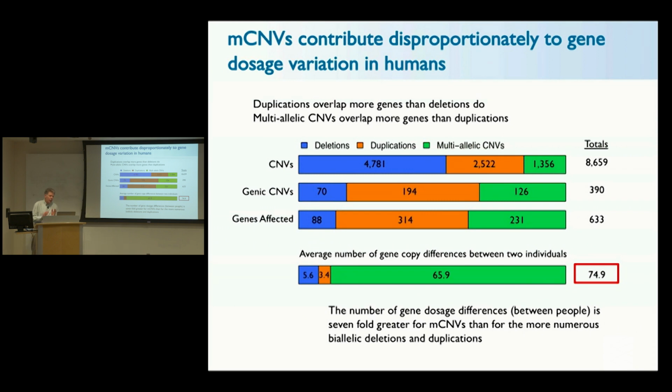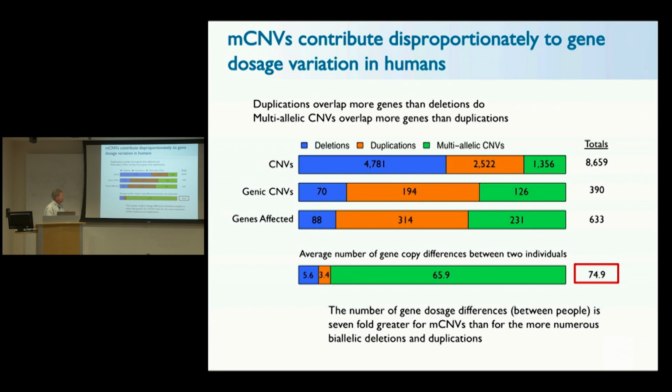And then we can ask another question, which is that if I picked any 2 random people in this room, how many genes are there that those 2 people differ in copy number? One person has 6, one person has 2, right? And the answer is about 75. On average, if I picked me and one other person in the room, there's probably 75 genes where I have a certain number of copies and you have a different number of copies.